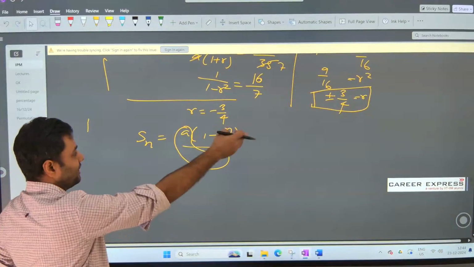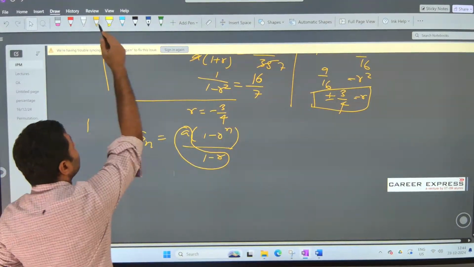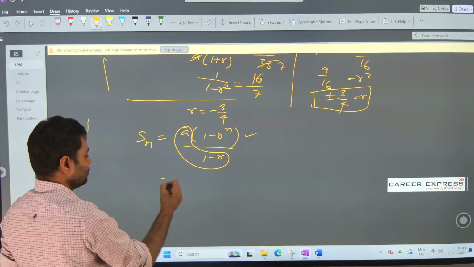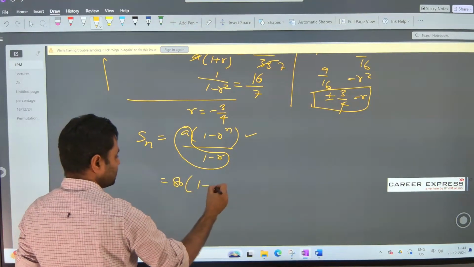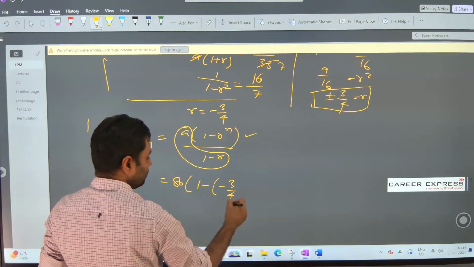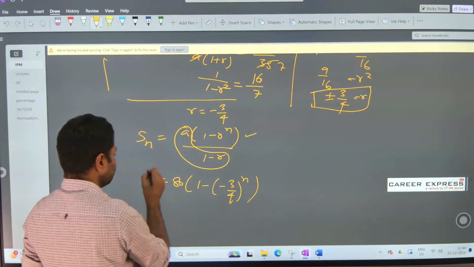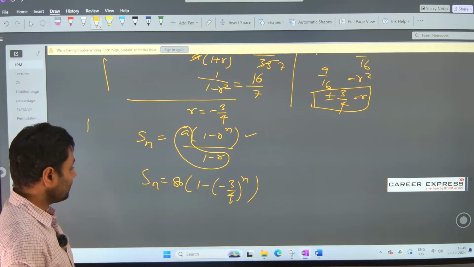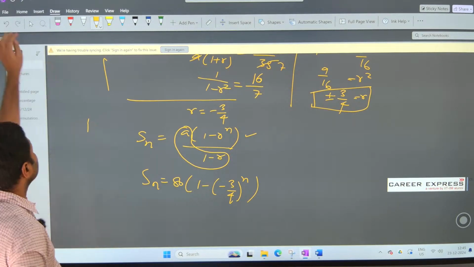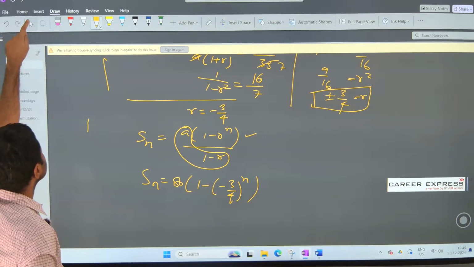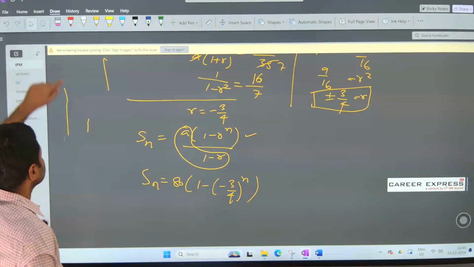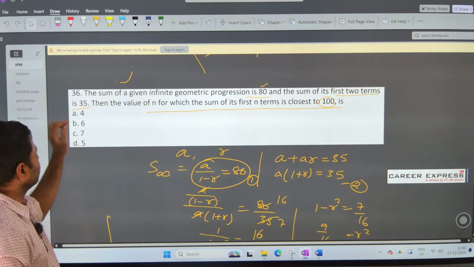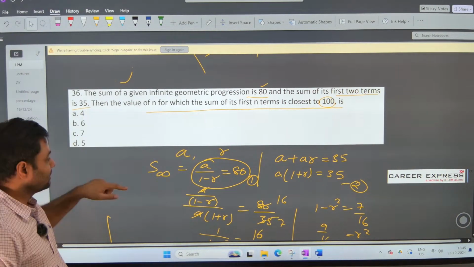We also have the value of r. So I just have to find the value of n for which this sum is very close to 100. So this is 80 times 1 minus 3 by 4 raised to n. That is the sum of n terms. Right? So we need to find the value of n, but these values are given in the options. So the first value is 4 and the second is 5. So I will first check with 4 and then with 5.